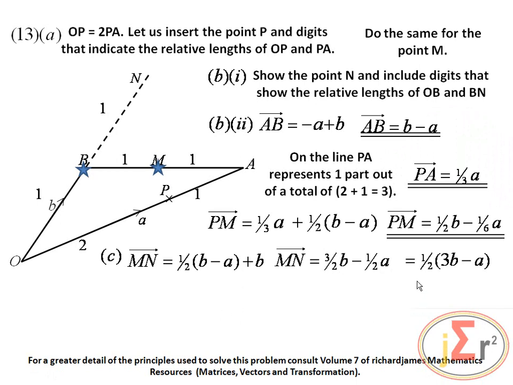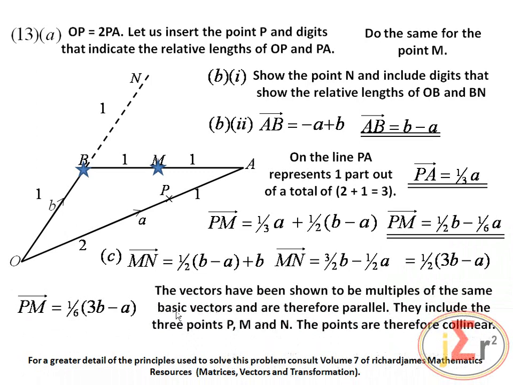And we are purposely writing it in this form, a half of 3b minus a, because we want to write the other vector Pm in that form also. So Pm is equal to 1/6 of 3b minus a.